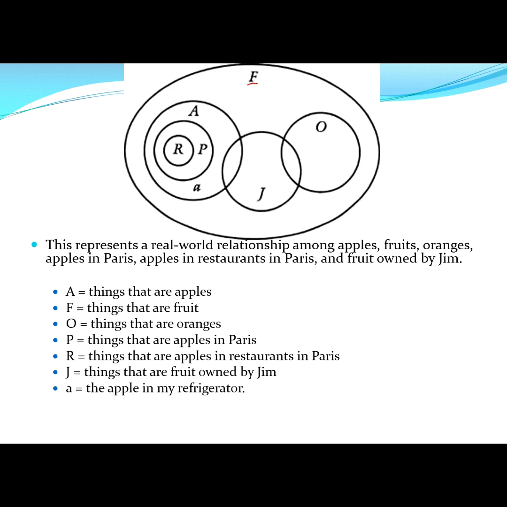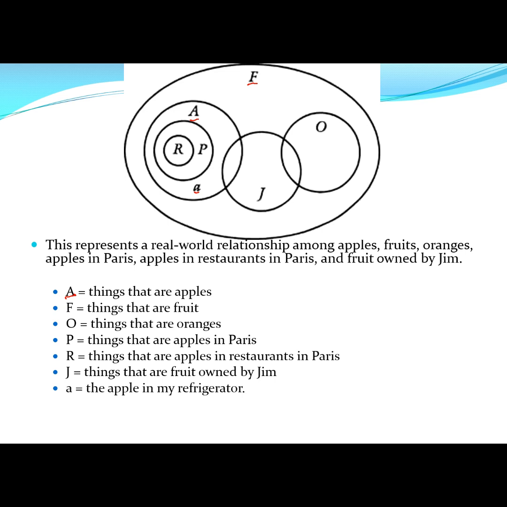We have our fruit, all things that are fruit. So that's our largest class. And then we go down to A, and A are things that are apples. So it's all apples within fruit. And then in that, we have little a, which is the apple in my refrigerator.